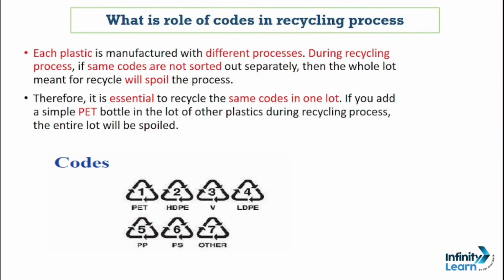So what is the role of codes in recycling process? So each plastic is manufactured with different processes. As we know that there are many types of plastics and each plastic is made with different processes. So during recycling process, if same codes are not sorted out separately, then the whole lot meant for recycle will spoil the process. So what are they talking about, these codes?